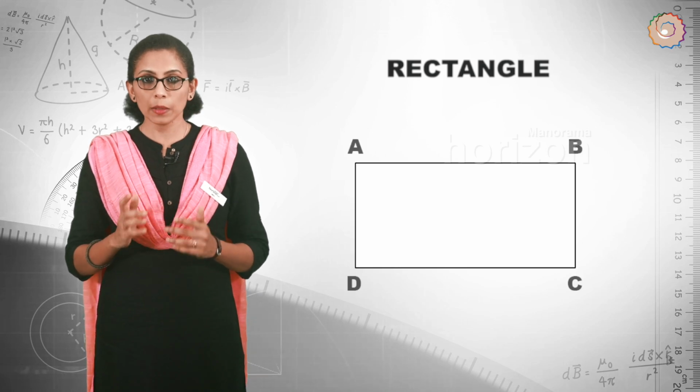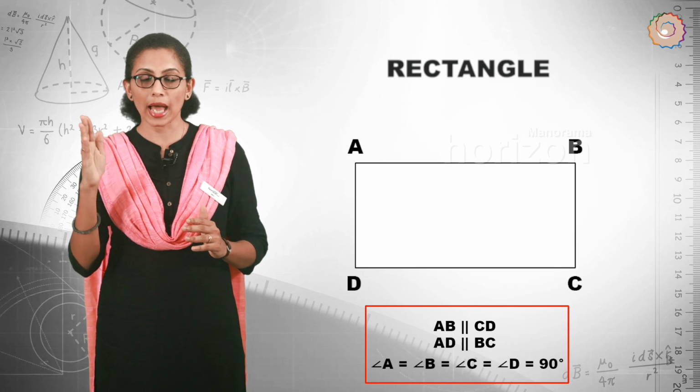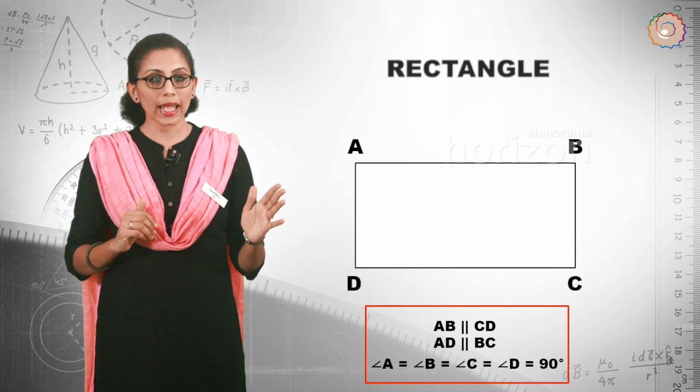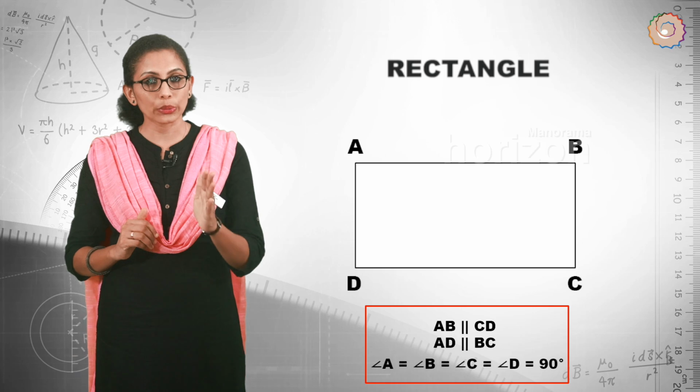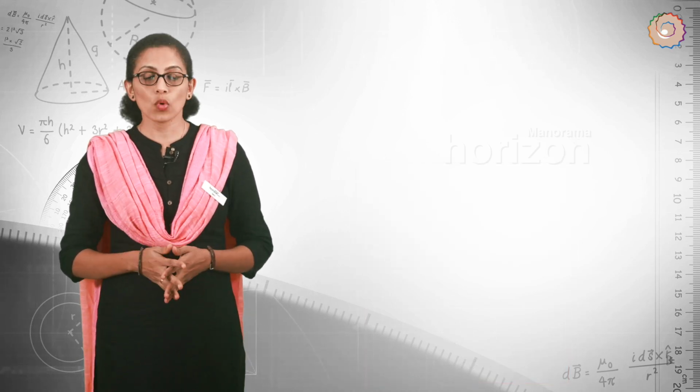Let's see one example. ABCD is a rectangle. There AB is parallel to CD and AD parallel to BC. Also, angle A is equal to angle B is equal to angle C is equal to angle D equal to 90 degrees. Next quadrilateral, square.